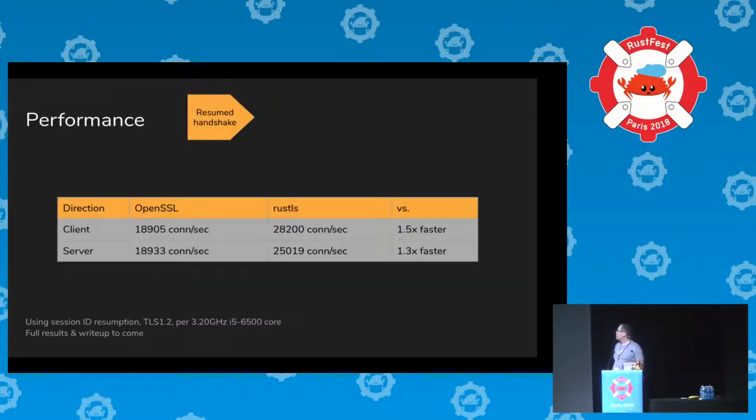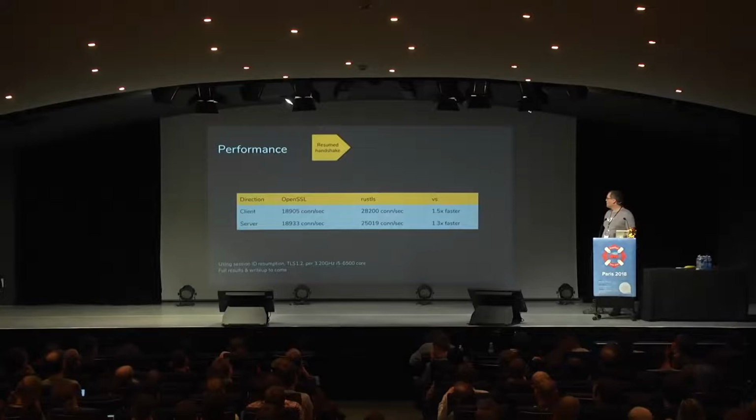And then this is resumed handshaking performance. So this is quite a lot better, but I haven't fully understood why yet. I think OpenSSL is doing quite a lot more per connection. Well, obviously it is. But yeah, I haven't really looked into what precisely it's doing. So take that with a little pinch of salt.